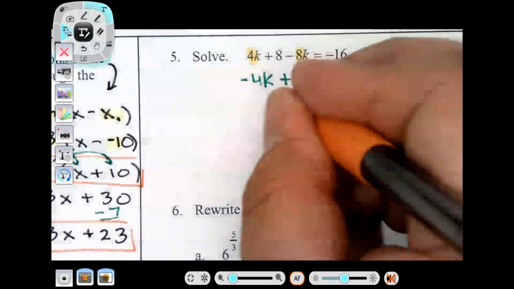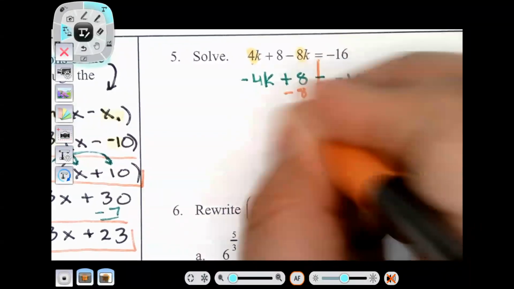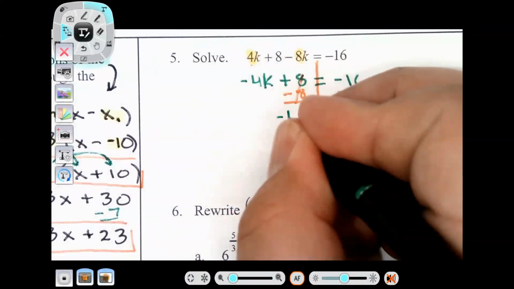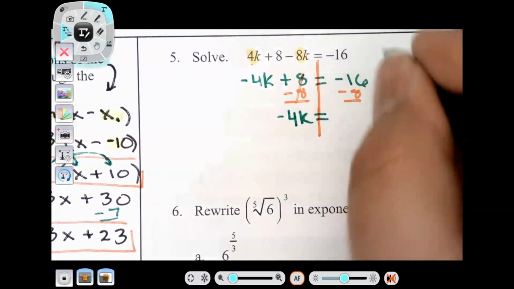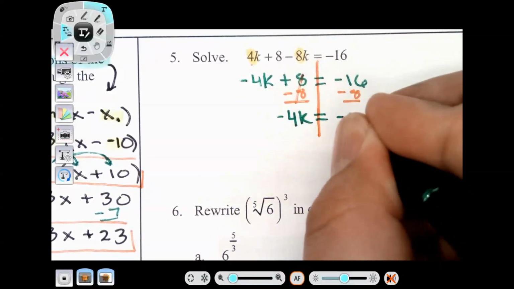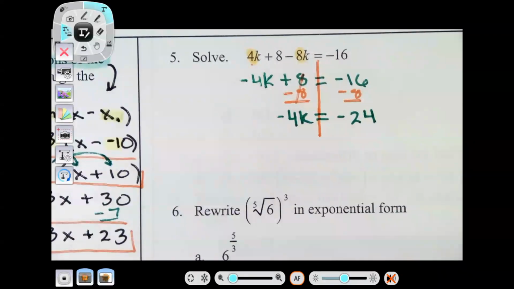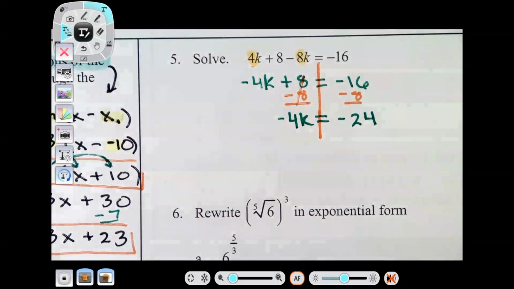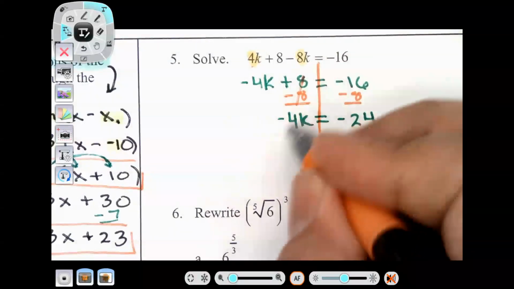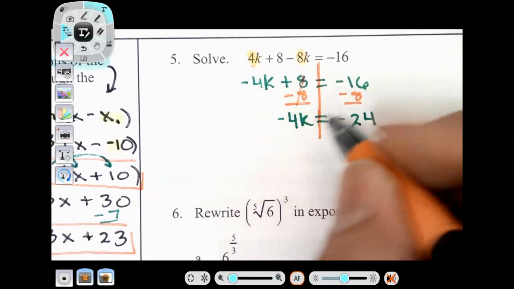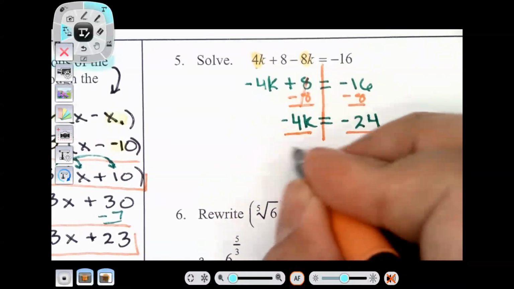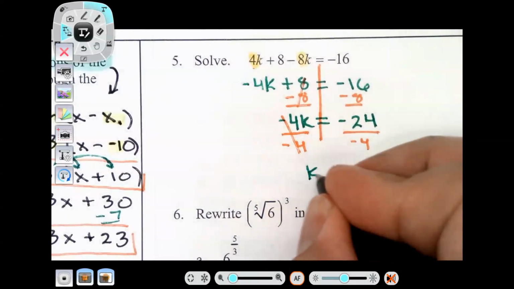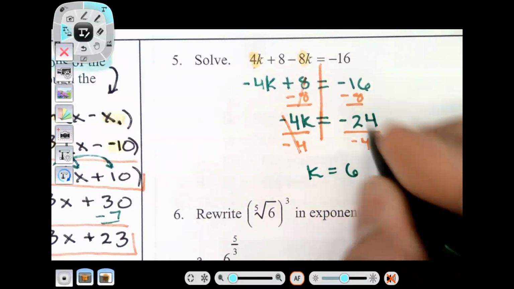So first things first, I'm going to subtract the 8. Adding and subtracting is what we always work with first. So I have a negative 4K is equal to a negative, well, you got to combine them. So 24, they're both negative. So we add them up. And then to get rid of this 4, the big mistake people make is they go, oh, that's a minus. It's not a minus. They're right next to each other. Then the only thing you're allowed to do is divide by negative 4 on both. And so K is equal to 6. And it's a positive 6 because of the double negative.